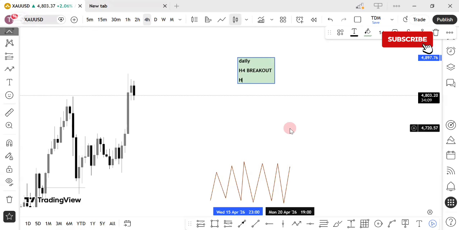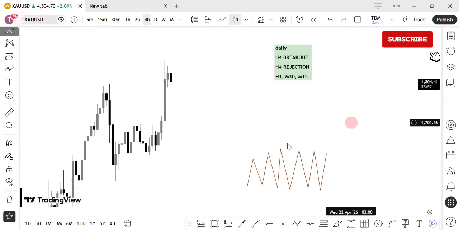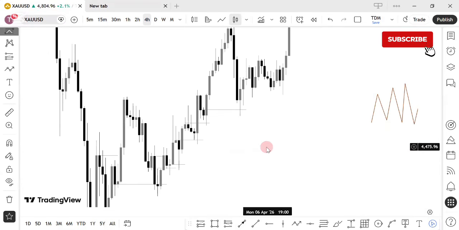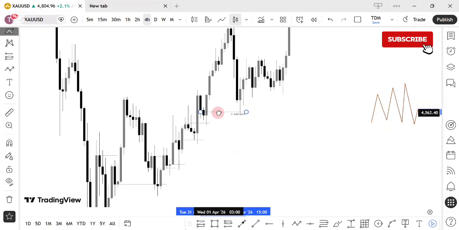Maybe you want to see an H4 rejection, right? When you see an H4 rejection, then you want to start going to your lower time frame. You can use your H1 or your M30 or your M15 for your entry. That's what I applied here. Exactly what I've been teaching you guys is what I applied here, and it works perfectly.